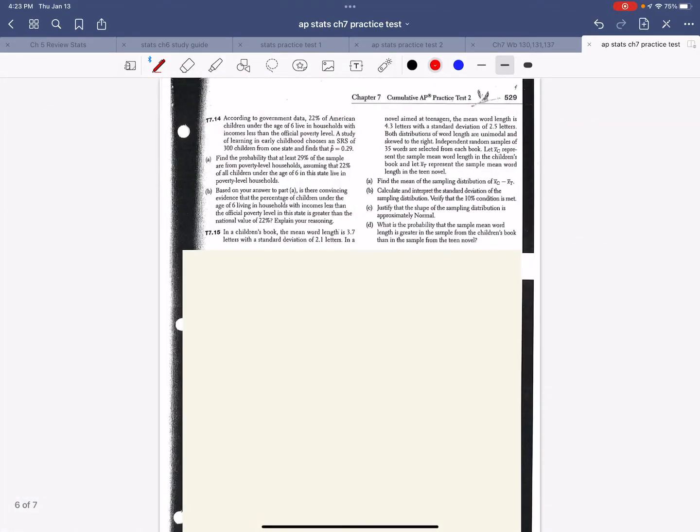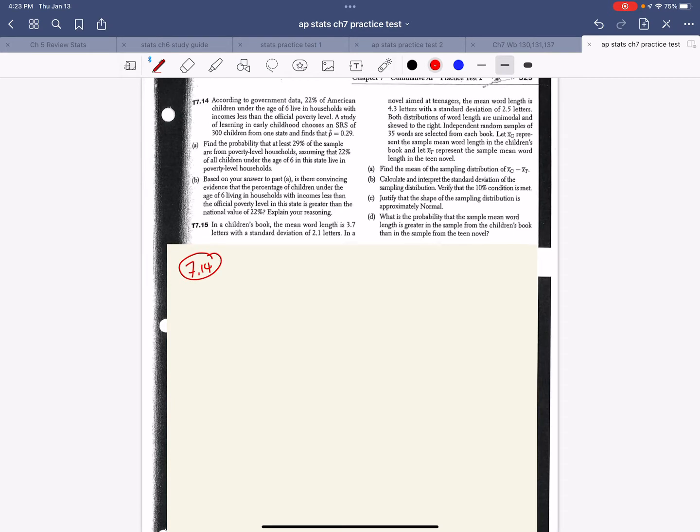All right, another free response question that asks questions in a little different way is about a sample proportion. So it says, according to the government, 22% of Americans, children under the age of 6, live in households with income at the official poverty level. A study of learning in childhood shows that an SRS of 300 children from one state, and they find their sample is 0.29. Find the probability that at least, so that's 29 or more, at least 29% of the samples are from poverty, assuming that 22 is in fact, right?